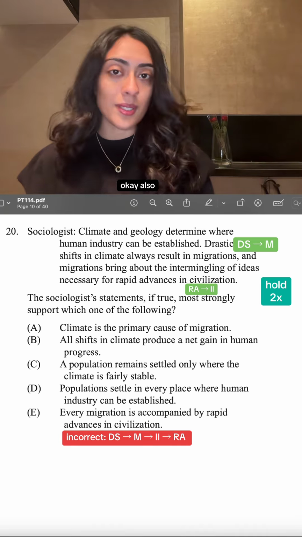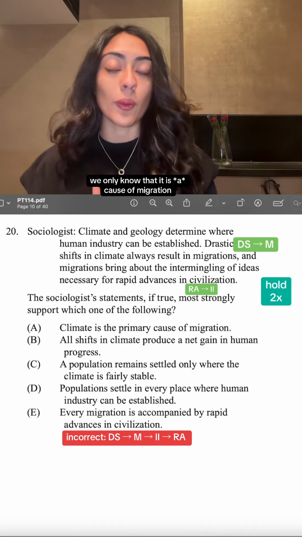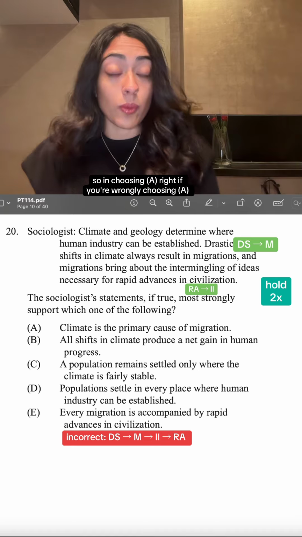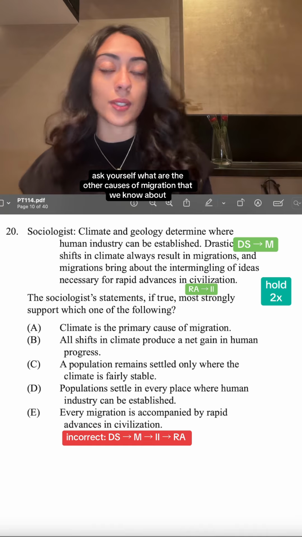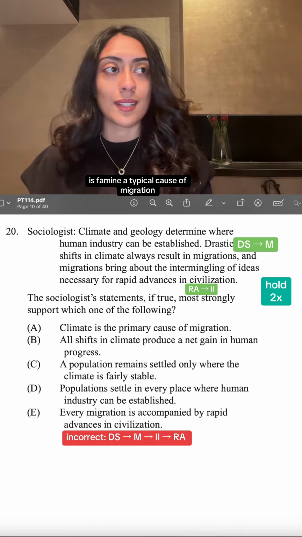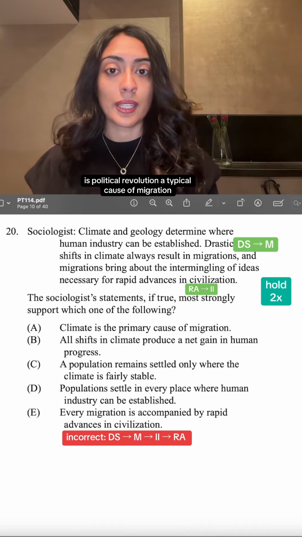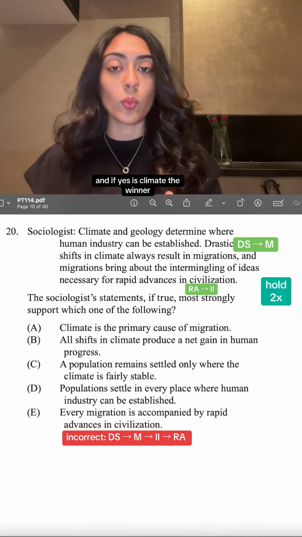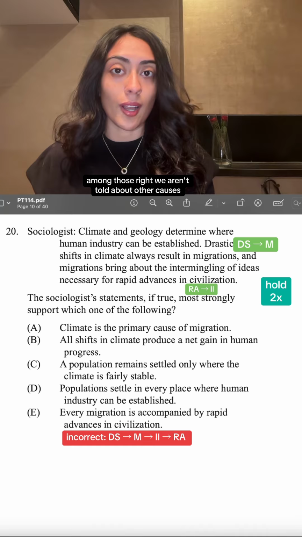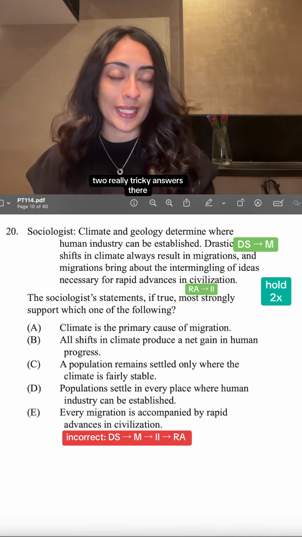Okay. Also, let's knock out A really quickly. We don't know that climate is the primary cause of migration. We only know that it is a cause of migration. So if you're wrongly choosing A, ask yourself, what are the other causes of migration that we know about? Is famine a typical cause of migration? Is political revolution a typical cause of migration? And if yes, is climate the winner, like the primary cause of migration among those? We aren't told about other causes, so we can't say climate's the primary cause. So two really tricky answers there.